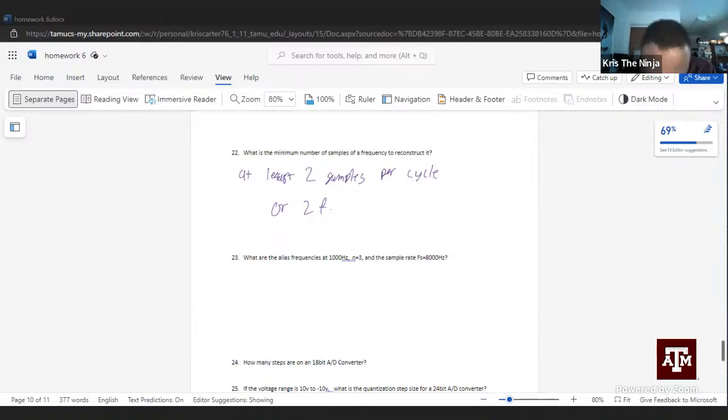So we have n equals 3. That gives us an fs frequency of 24,000 hertz. So 24,000 plus or minus 1,000 gives us an alias frequency. So f alias of 23,000 hertz and 25,000 hertz. Yeah, so that works.